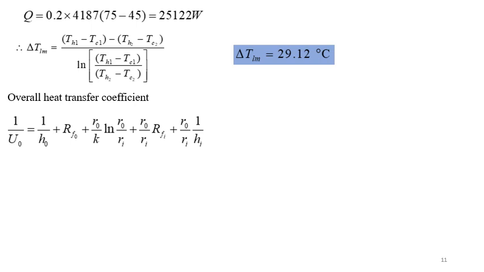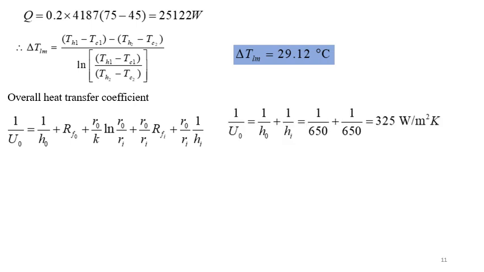So the remaining is only 1 by hi and 1 by h naught. So equating that, 1 by U naught is equal to 1 by h naught plus 1 by hi. So we will get 325 watt per meter square Kelvin. I hope you understood this. Why did I neglect this? Because it is not given, so we will neglect that. The overall heat transfer coefficient is based on only the inside and outside heat transfer coefficients.